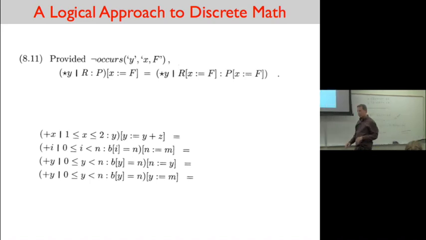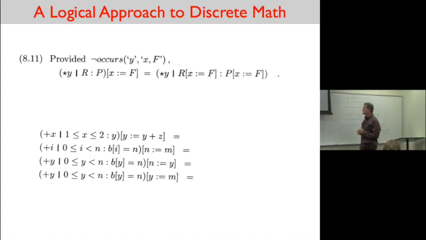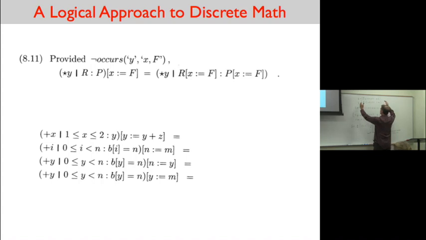Now, the next thing we need to know is how to do textual substitution. What happens if you have a big thing like this and you want to do textual substitution in it? What's our rule for textual substitution? What did we know about I? This I is bound to this, and the final result doesn't depend on this I. So you can rename it.